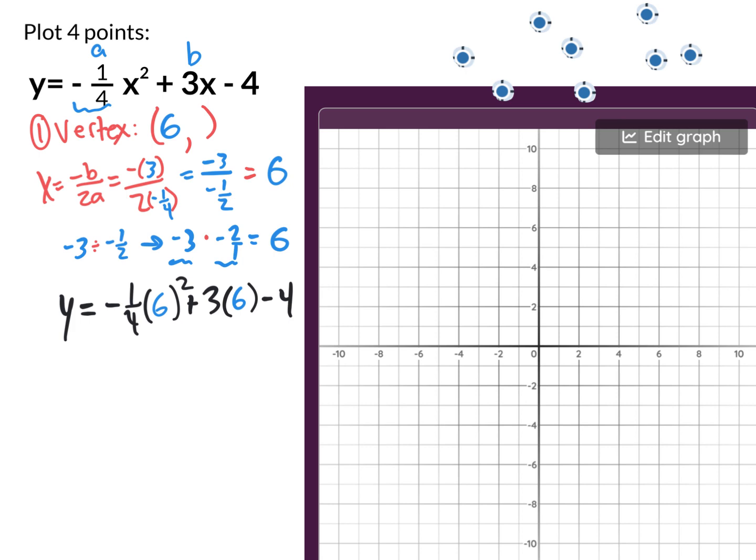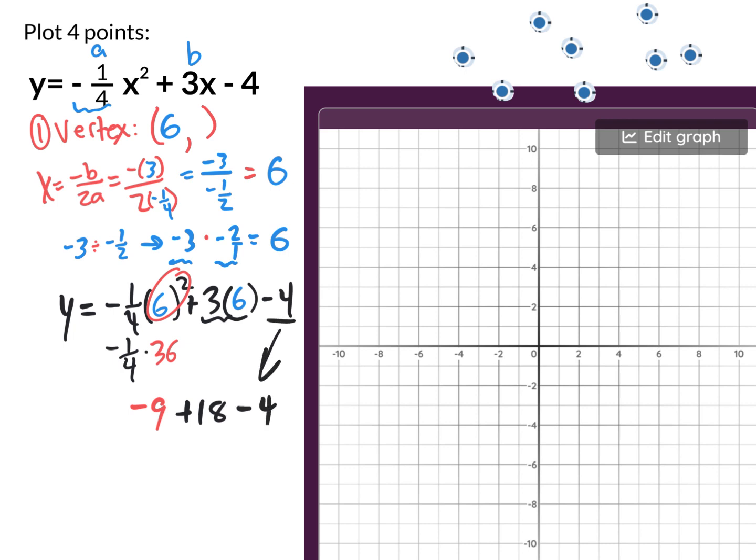So I would begin with the exponent. 6 squared is 36. And you still need to multiply it by negative 1/4. So go ahead and multiply that by negative 1/4. You could use the calculator, negative 1/4 times 36. That will be negative 9. Okay, so negative 9 is this answer. And then plus 3 times 6 is 18. So that'll be a plus 18, because 3 times 6 is 18. And then the minus 4 comes down.